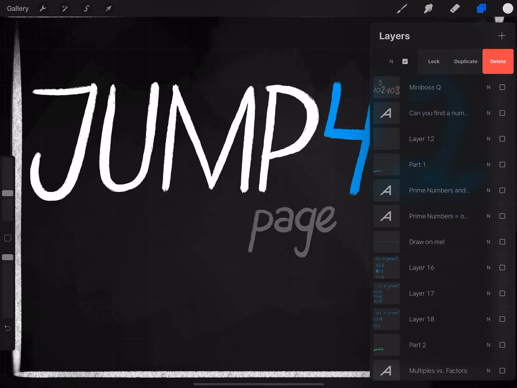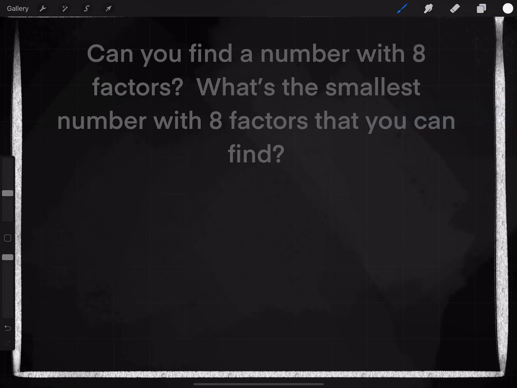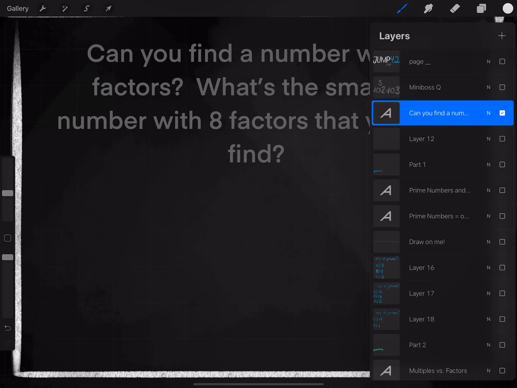Let's show our mini boss. Can you find a number with 8 factors? What's the smallest number with 8 factors that you can find? So if you know what factors are, you can give this a try. Otherwise, we'll come back to it at the end of the video.